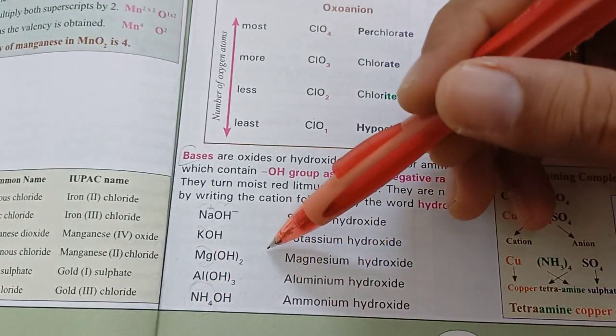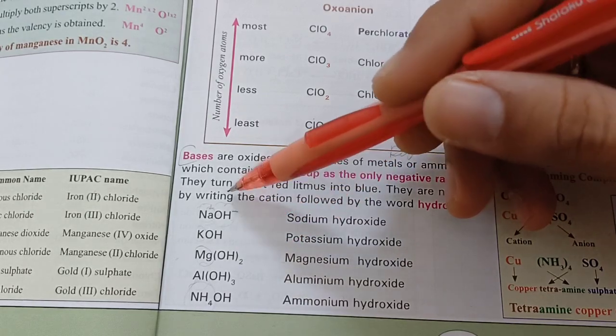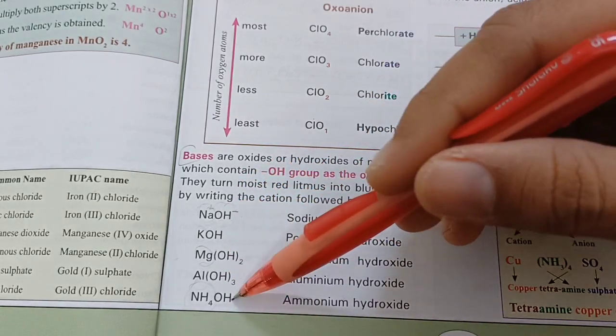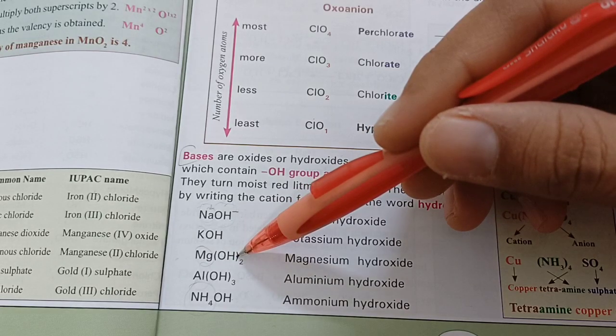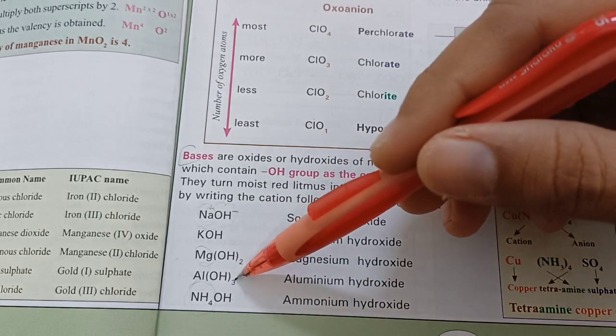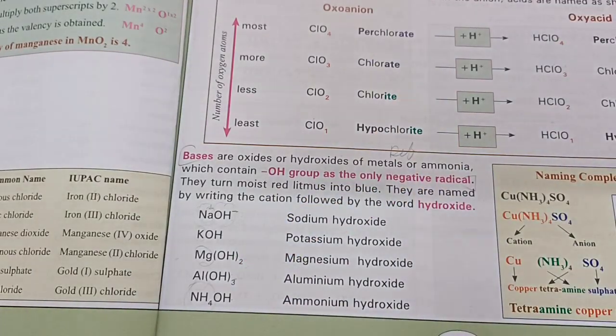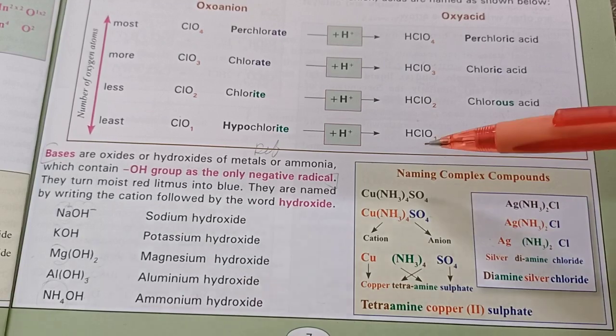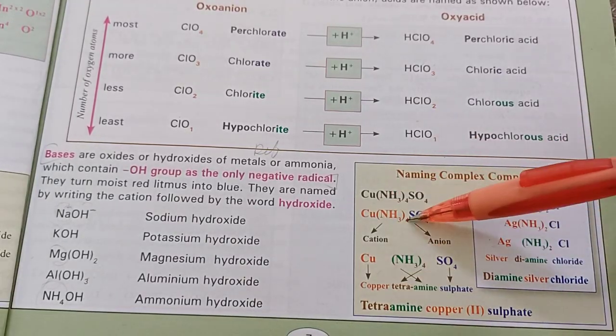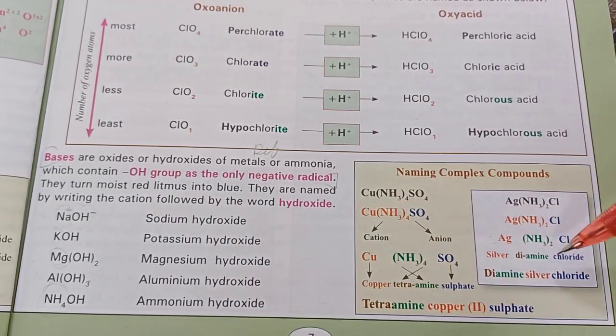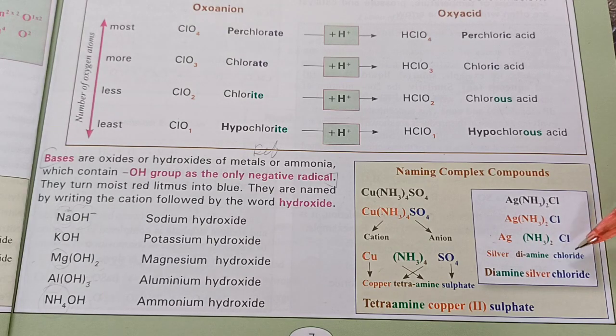Now those bases which dissolve in water are called alkalis. So out of these, 1, 2, 3, 4 are alkalis, although magnesium hydroxide is only partially soluble, so it's a weak alkali. Aluminum hydroxide does not dissolve, it will form a precipitate in water, so it is just a base, it is not an alkali. Now, there are some complex compounds which can be named like this: copper tetraammine sulfate, also silver diammine chloride. So you have to learn these two names because they will reappear in 10th standard.